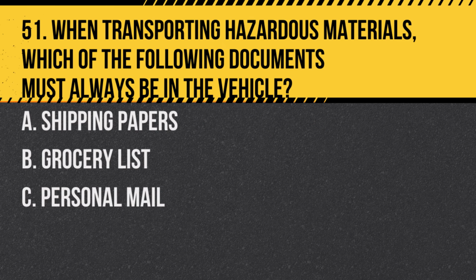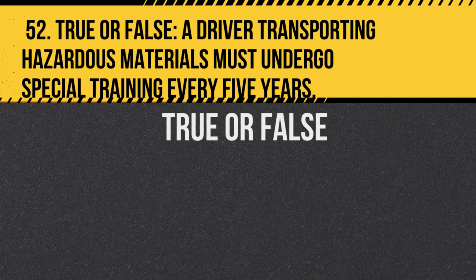Question 51. When transporting hazardous materials, which of the following documents must always be in the vehicle? A. Shipping papers. B. Grocery list. C. Personal mail. Answer: A. Shipping papers. Shipping papers provide essential information about the hazardous materials being transported and must always be in the vehicle.